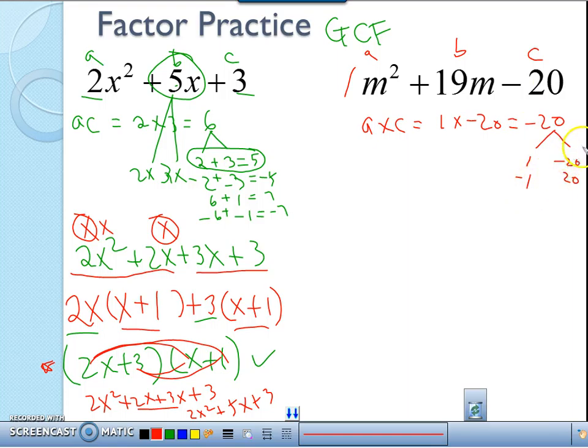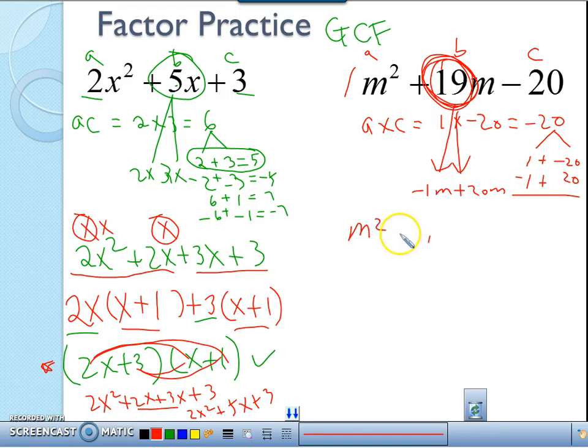Now, which pair am I going to choose, the first pair or the second pair? That is going to be determined by the 19m. Which ones can I add together to get positive 19? 1 plus negative 20 is negative 19. It says positive 19, so it must be the second one. Negative 1 plus 20 is positive 19. So you're going to expand the middle part. You write negative 1m plus 20m. Use these two numbers as coefficients and put m, because these two are like terms combined, negative 1 plus 20 is 19.